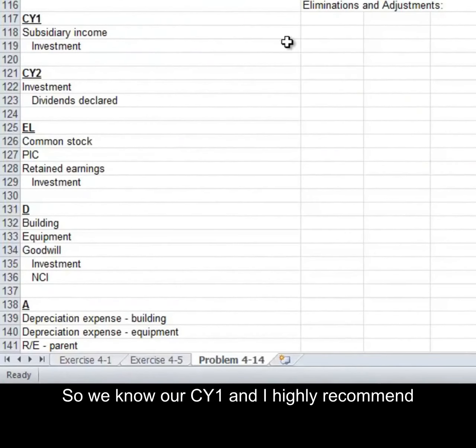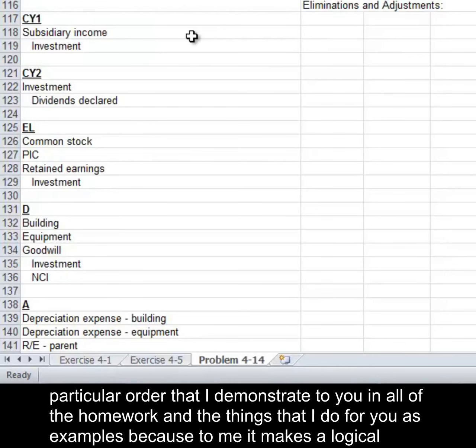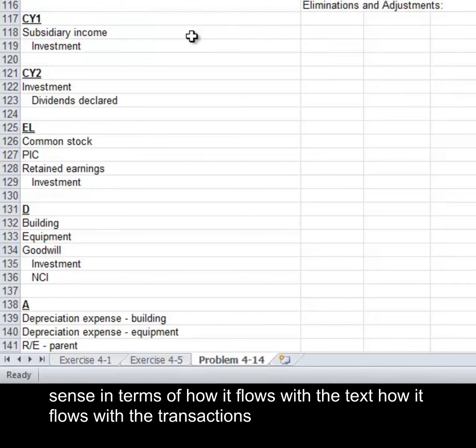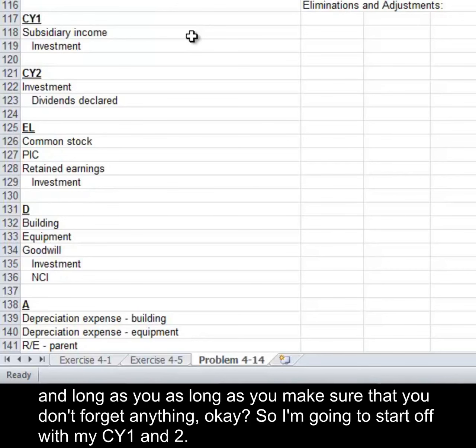So we know our CY1, and I highly recommend, especially as you look at this problem, you'll see why. I highly recommend that you go in a certain order and that you are consistent. I like the particular order that I demonstrate to you in all of the homework and the things that I do for you as examples, because to me it makes logical sense in terms of how it flows with the text, how it flows with the transactions. But you don't have to stick to that order as long as you're consistent and as long as you make sure that you don't forget anything. Okay, so I'm going to start off with my CY1 and 2.